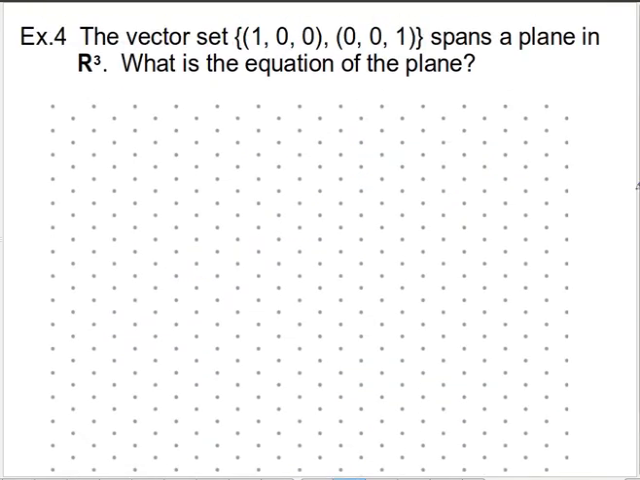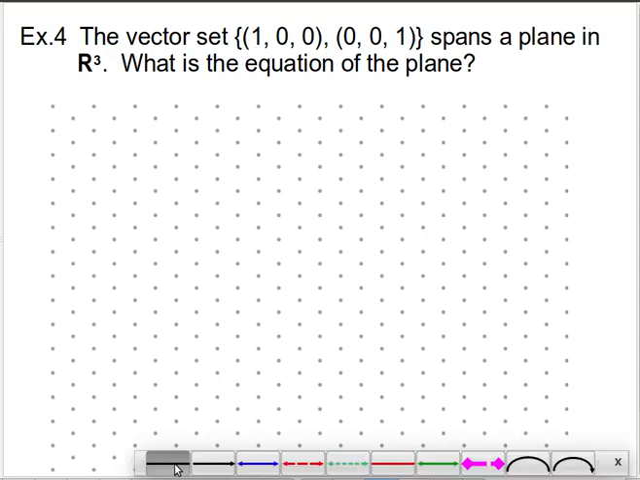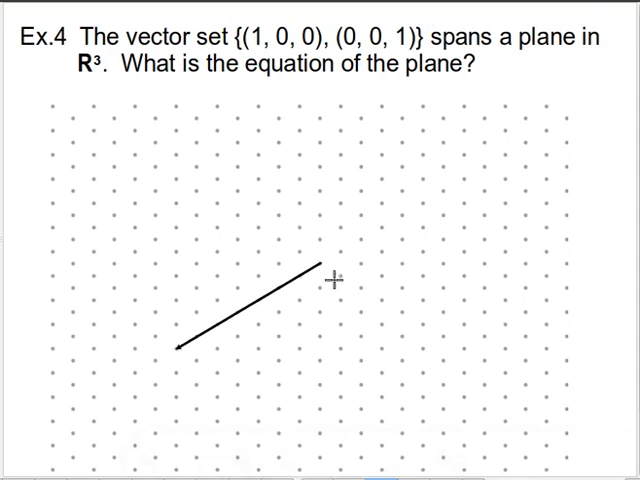And finally, this is actually a pretty simple one to end with. A vector set which is made up of 1, 0, 0 and 0, 0, 1 spans a plane in R3. What is the equation of that plane? So let's go ahead and first of all just put in my axes. So x, y, and z. There's the x, there's the y, there's the z. That's a right-handed orthogonal coordinate system.